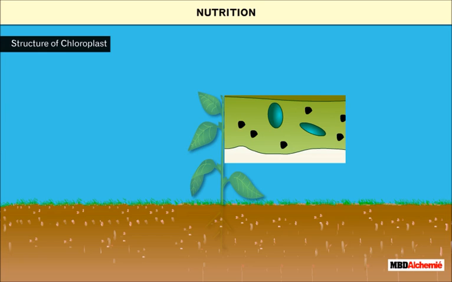This is called a mesophyll cell in the leaf. A mesophyll cell contains chloroplasts. On zooming, different parts of a chloroplast can be seen.